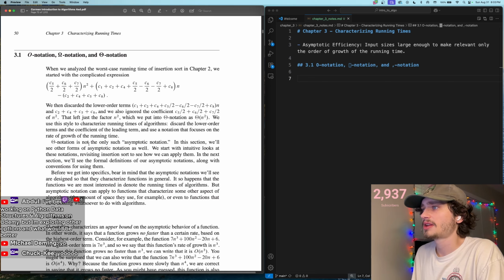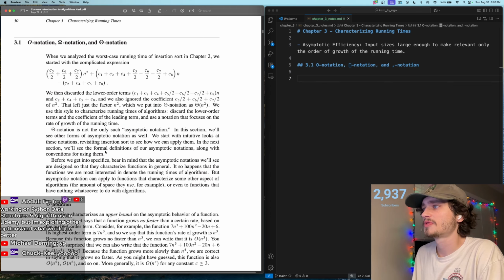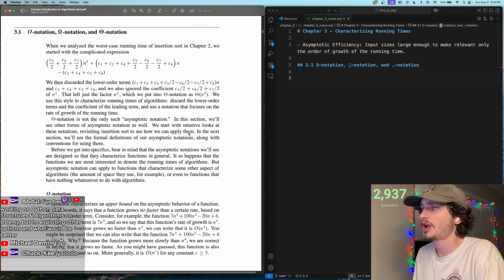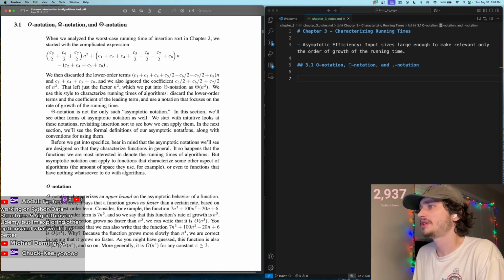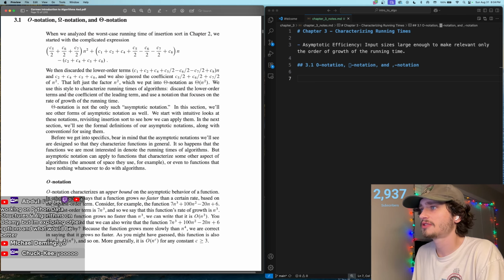Theta notation is not the only such asymptotic notation. In this section, we'll see other forms of asymptotic notation as well. We'll start with intuitive looks at these notations, revisiting insertion sort to see how we can apply them. In the next section, we'll see the formal definitions of our asymptotic notations along with the conventions for using them.